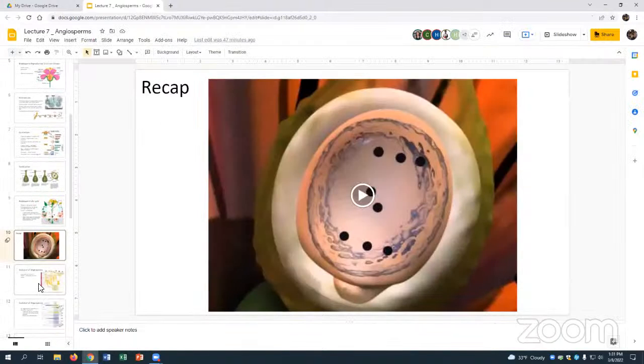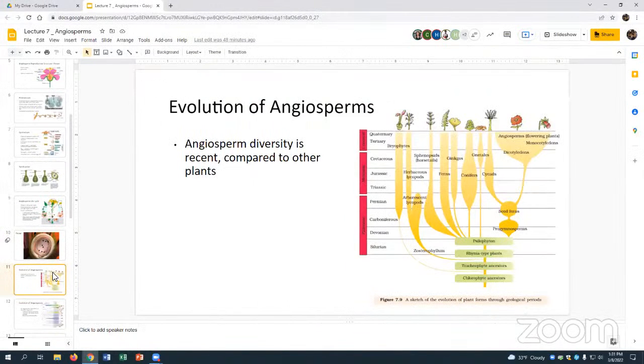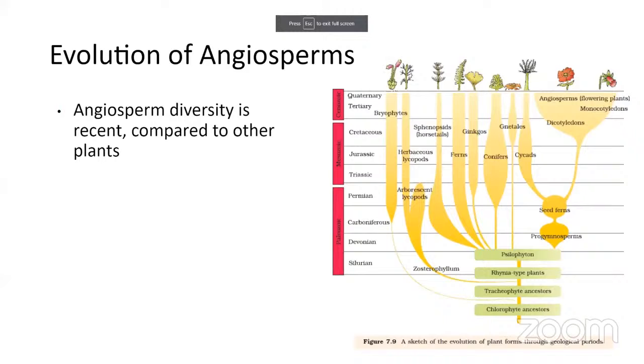Okay, so that's our life cycle. Now we're going to touch back on the evolution of this group. Since we are talking about angiosperms now, this is kind of an intro lecture to the angiosperms, and we're only going to talk about two groups today, and then we'll continue talking about angiosperms in the future. But angiosperm diversity is pretty recent compared to other plants.